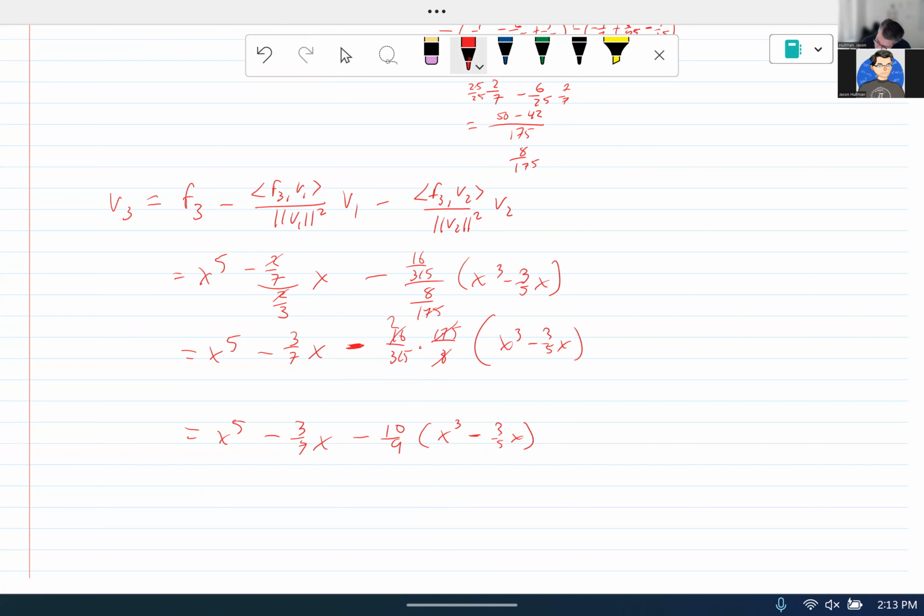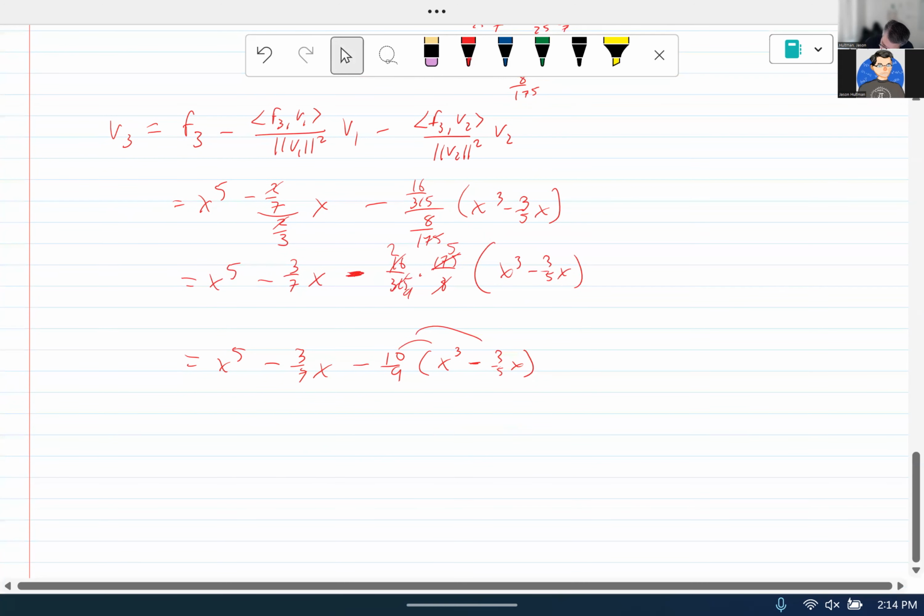This I can divide by, what's 175 divided by 5? It's 35. So this is 35. Nope. This is just 5. Because I can divide the top by 35, and then 315 divided by 35 is 9. So that's 9. Okay, so that's where my 10 ninths comes from. And then distribute and just combine like terms.